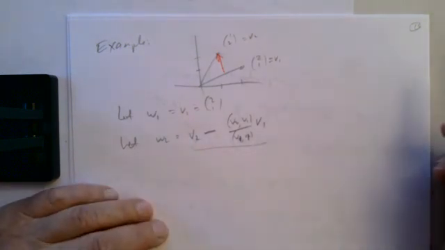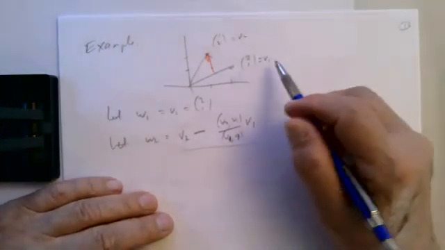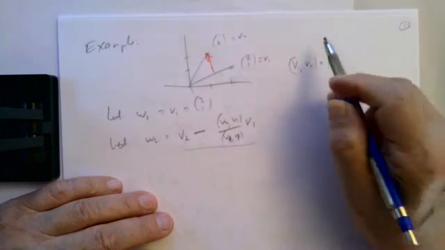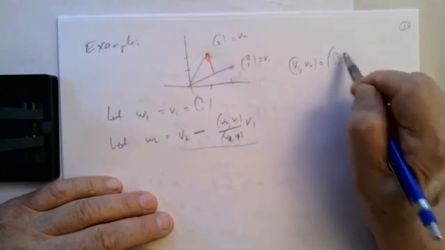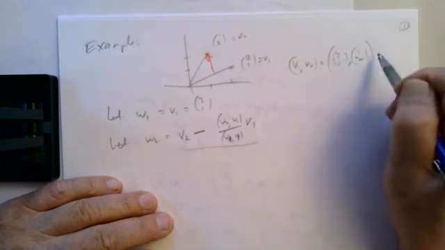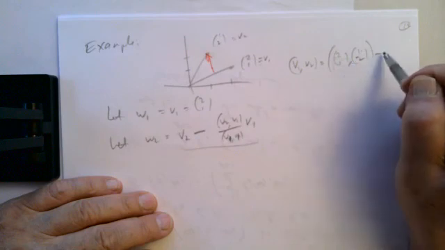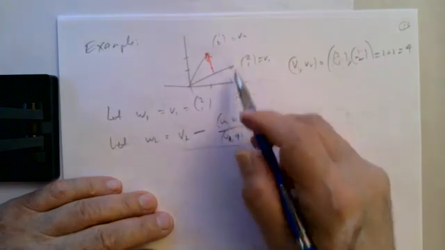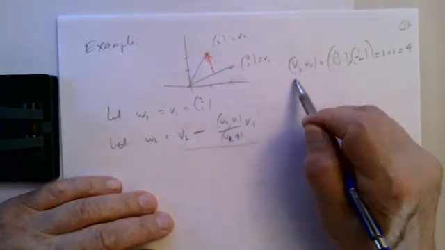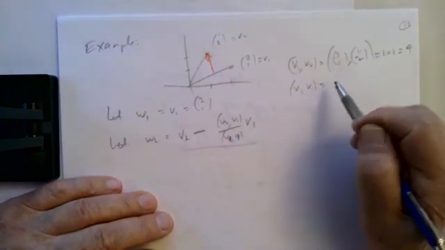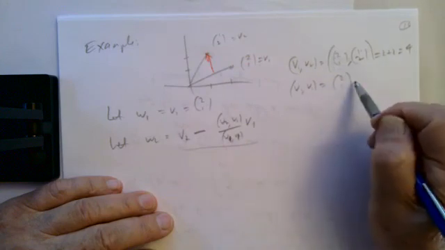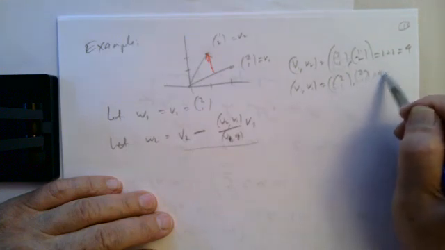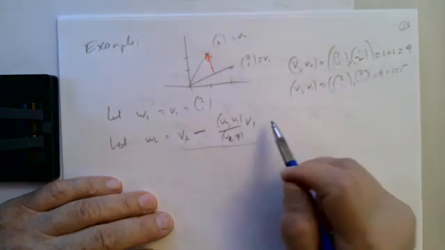Let's actually do this calculation. Let's see what we get. So the inner product of V1 and V2, that's the inner product of the vectors 2, 1 and 1, 2. So that's 2 times 1 plus 1 times 2. That's 4. What is the inner product of V1 with itself? 2, 1 comma 2, 1. That's 2 times 2 plus 1 times 1. That's 4 plus 1, and that's 5.